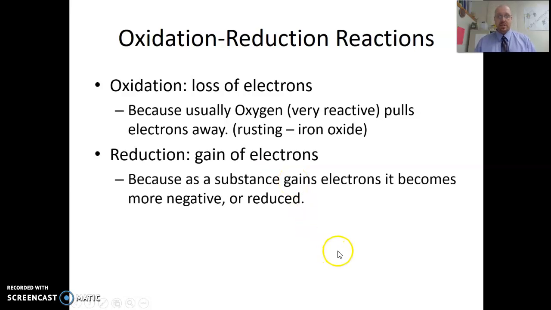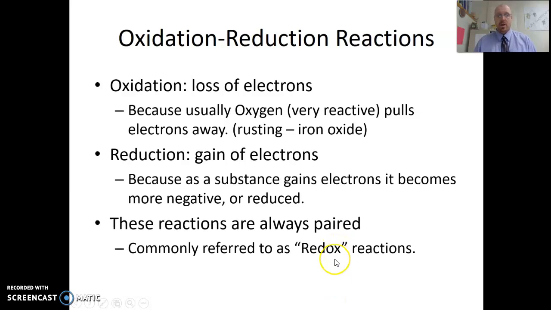Okay. Reduction, right, is the gain of electrons. It seems kind of opposite. You'd think, well, if you're reducing something, you'd lose something. But remember, electrons are a negative charge, so you're actually reducing your positive charge. Okay. So a reduction is a gain of electrons. Right? An oxidation loses electrons. As a substance gains more electrons, it becomes more negative or reduced.